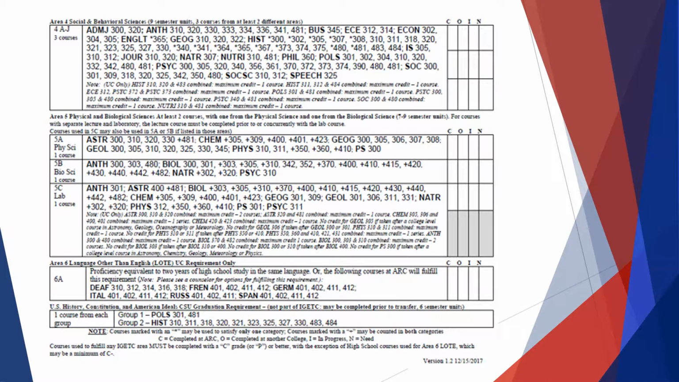Here the IGETC continues with Areas 4, 5, and 6. Area 4, Social and Behavioral Sciences, Area 5, Physical and Biological Sciences, and Area 6, Language Other than English. Area 6 is required for UCs only. There is another very similar general education pattern specific to transfer requirements for CSUs only. In your counseling appointment, we can discuss which pattern would be the best fit. You need at least one course out of each area to complete your lower division general education requirements for transfer, which will total approximately 37 to 42 units.